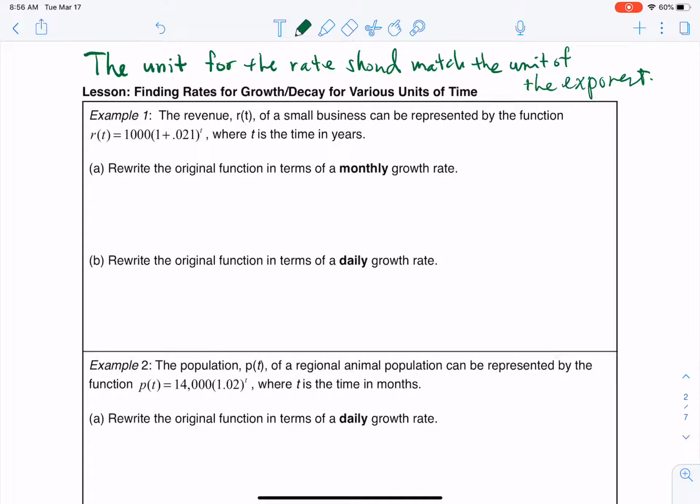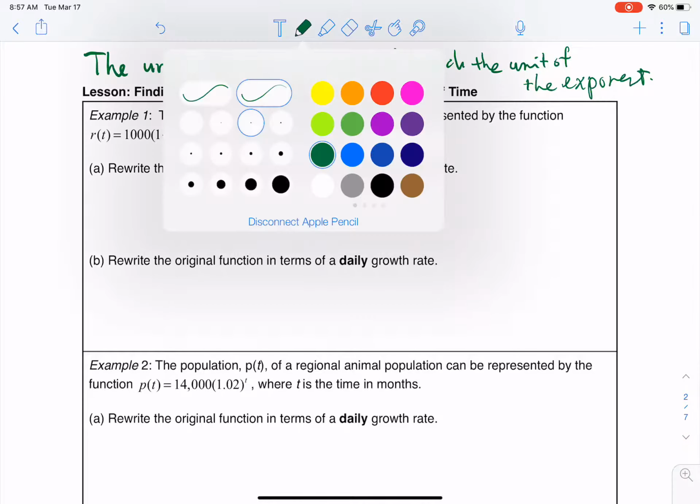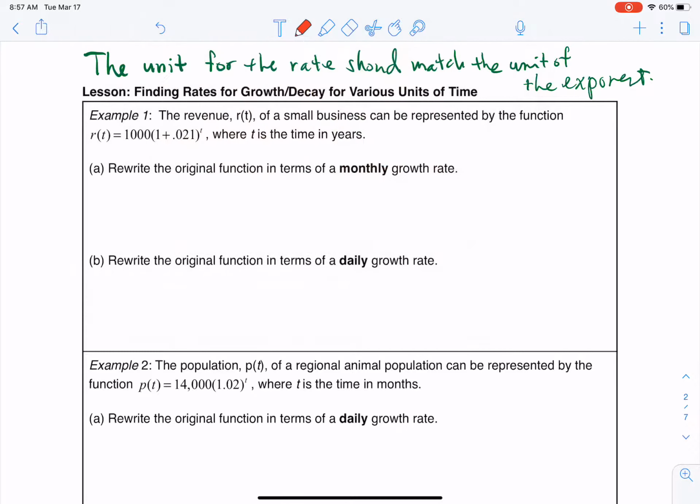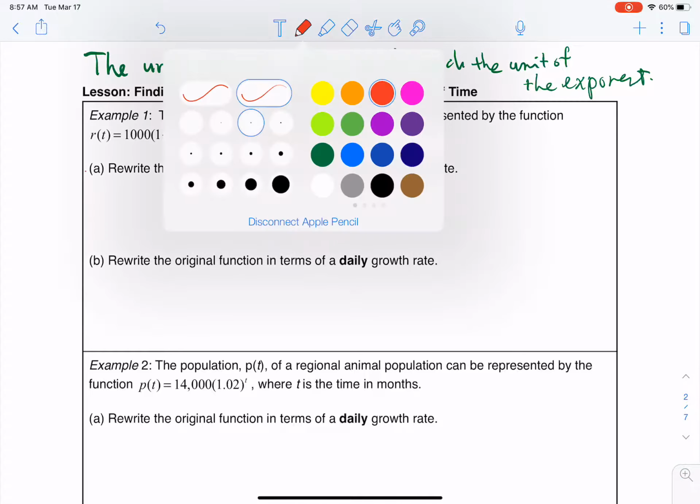All right, so let's look at example 1. The revenue R of t of a small business can be represented by the function R of t equals 1,000 times 1 plus 0.021 raised to the power of t, where t is the time in years. I'm just going to underline that. For part A, rewrite the original function in terms of a monthly growth rate.